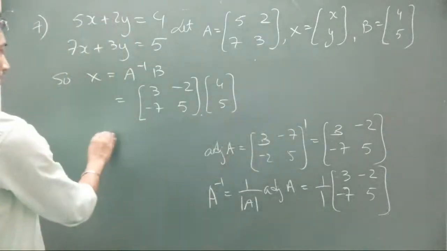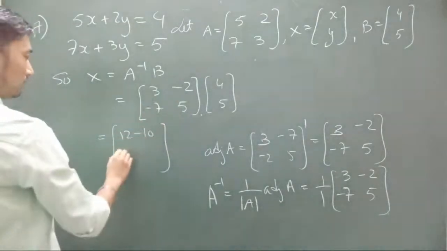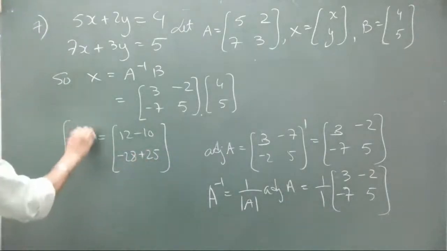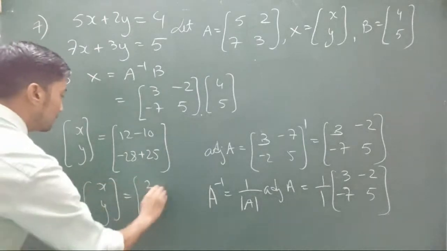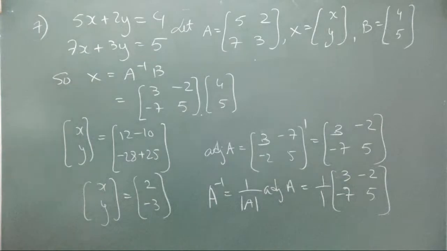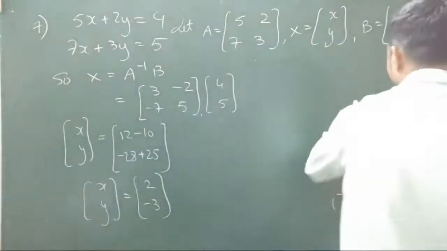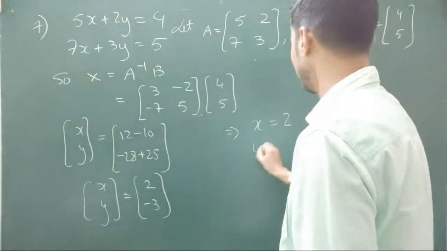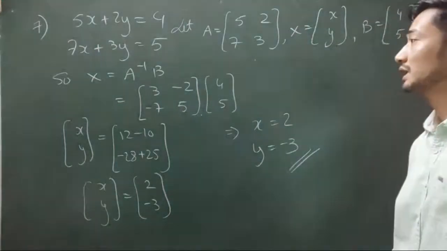So I'm just going to do it here. So that's going to be 3 4s are 12 minus 5 2s are 10, 7 4s are 28 minus 25. And what is our x, y? So x, y is equal to 2, minus 3. So then from equality of matrices, that implies x is equal to 2 and y is equal to minus 3. And that's how we solve. You see? That's how we solve.